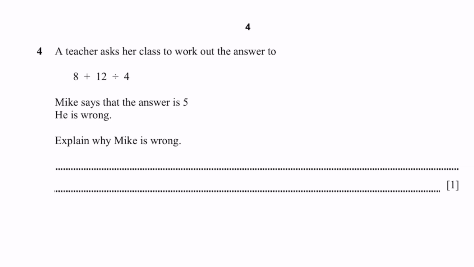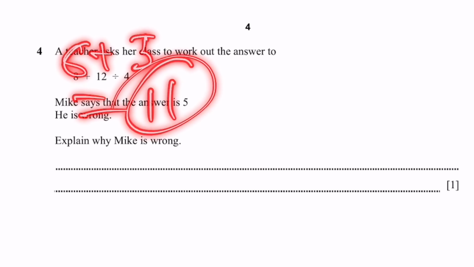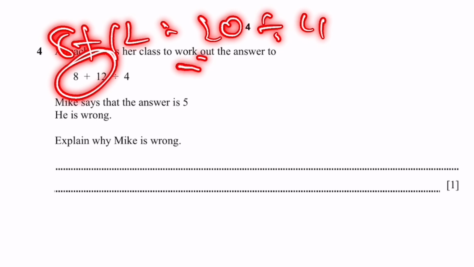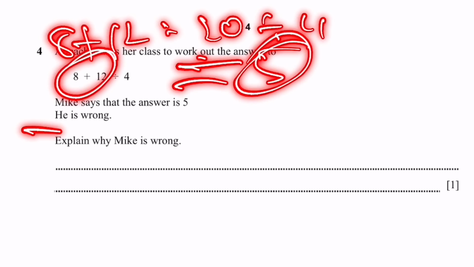Question 4. A teacher asks her class to work out the answer to 8 plus 12 divided by 4. Mike says the answer is 5. He is wrong. Explain why Mike is wrong. First, let's find the correct answer. 8 plus 12 divided by 4. We do division first, not addition. So if we do division first, it's 8 plus 3, and that will be equal to 11. If we do addition first, which is wrong, 8 plus 12 is 20, and 20 divided by 4 is equal to 5, which is Mike's answer.